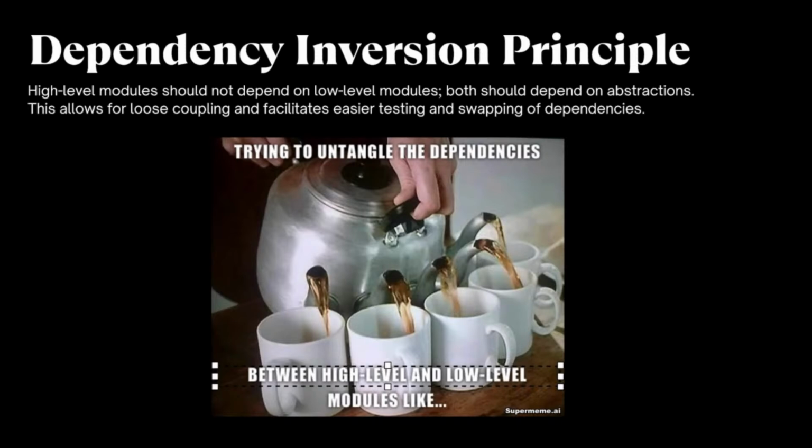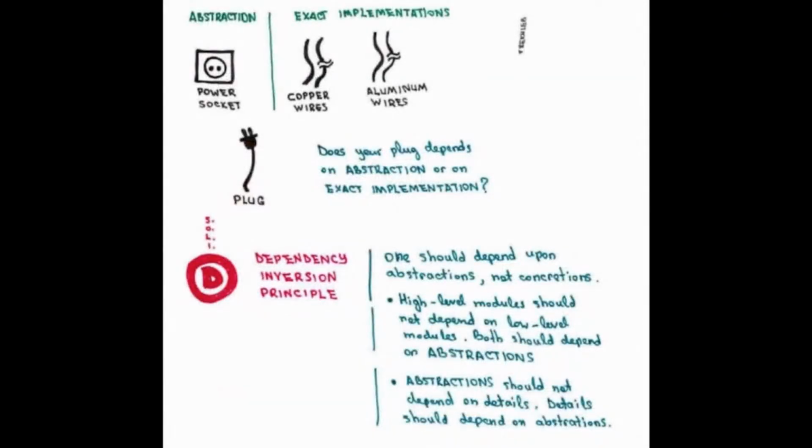I have personally encountered this issue in my project where we aim to create a new module or kit from existing code. However, in doing so, we sometimes inject other classes unknowingly, leading to tight coupling with those classes. And when we try to disentangle these classes, we encounter challenges and potential issues. Abstractions should not depend on details. Details should depend on abstractions. So the question is, does your plug depend on an abstraction or on an exact implementation?